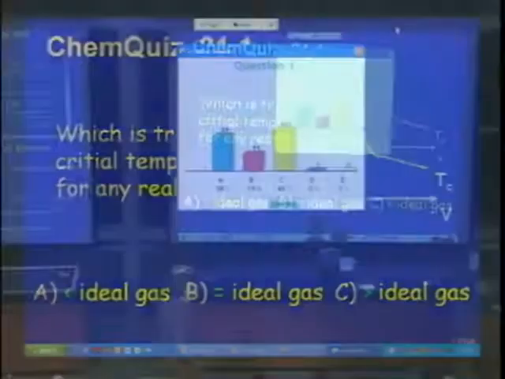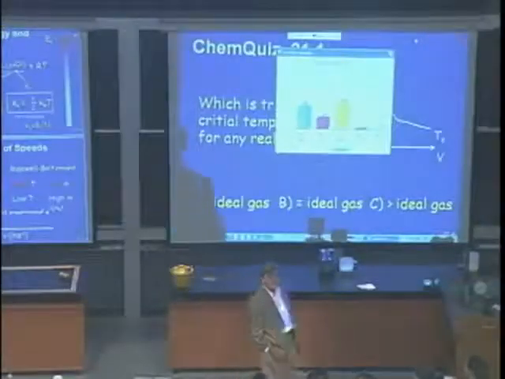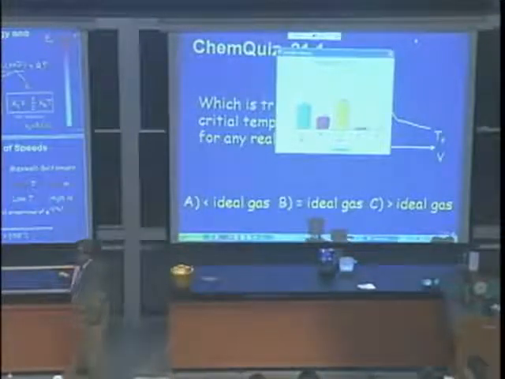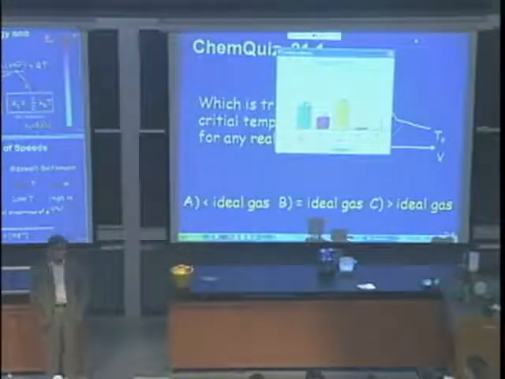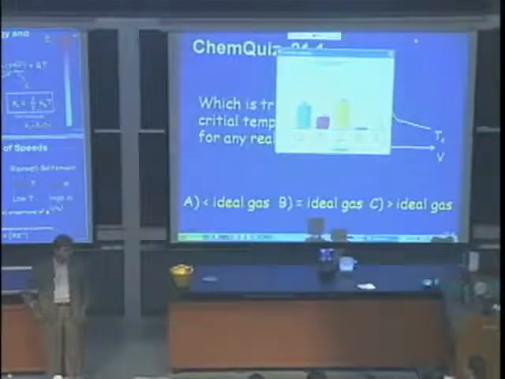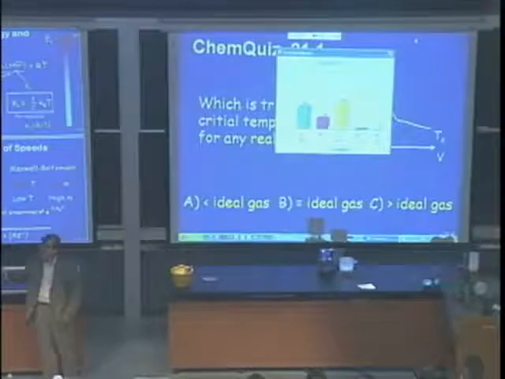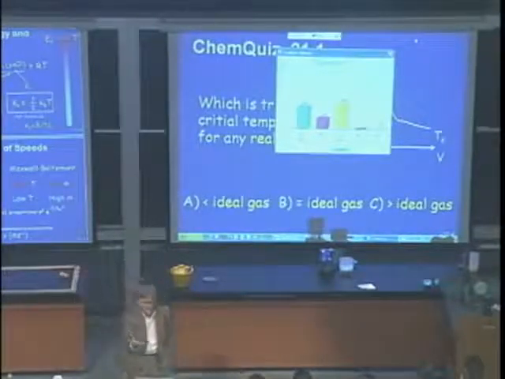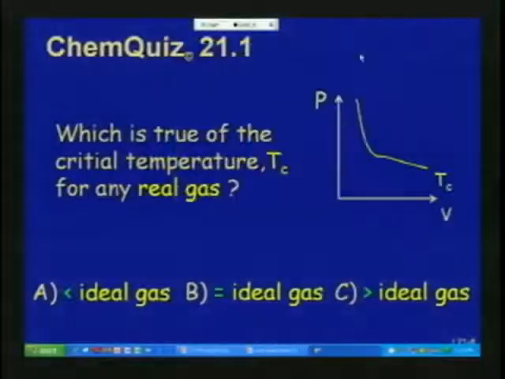So an ideal gas behaves ideal at any temperature. That's why it's an ideal gas. Real gases only behave ideal above, what's that called, the temperature? The critical temperature, okay? Why don't you try to answer that again, please? Discuss it with each other.